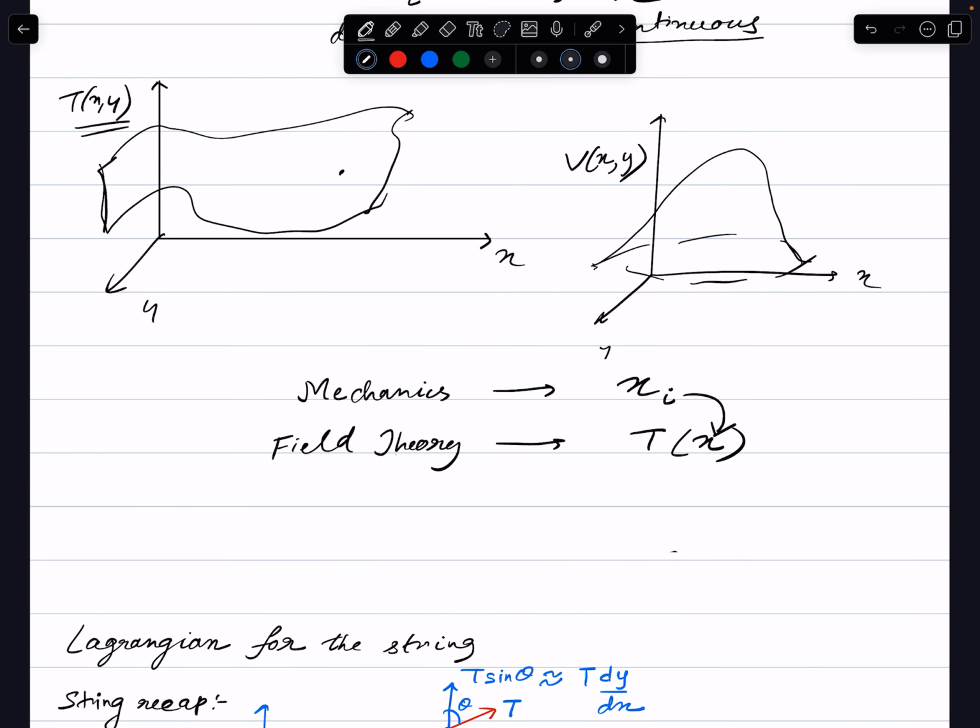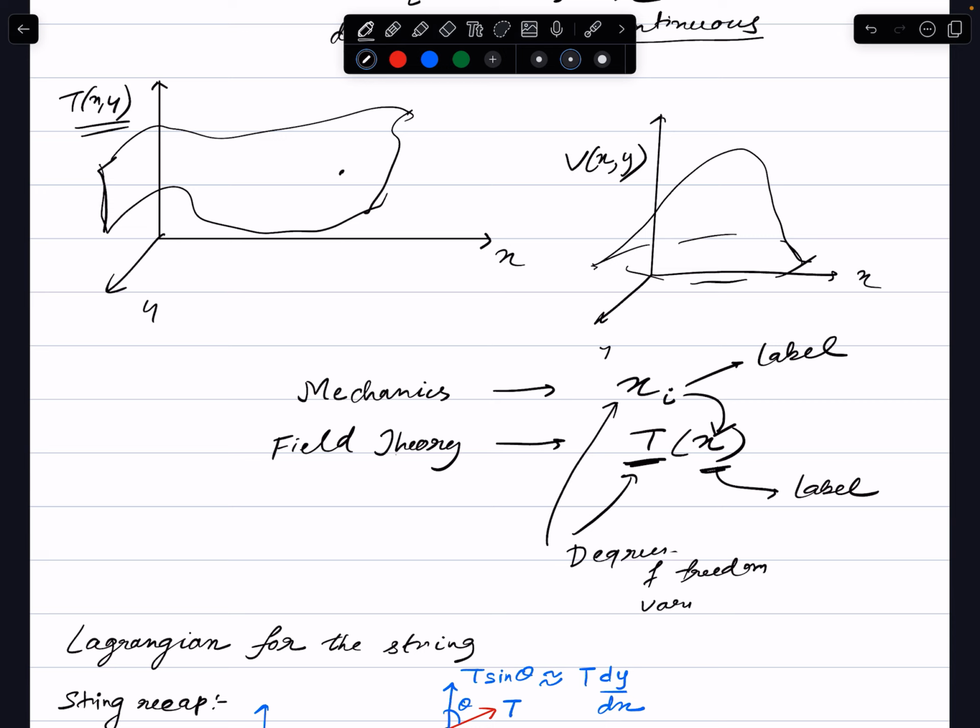So there is a change of status for x. Space, x, is now a label. It is no longer the variable as in mechanics, so this should not be a confusion. This is the thing that changes. This is the label. Just like i was the label, and these are the degrees of freedom, the variables. The degree of freedom, or the variable, is the value that changes, and the label is the one that tells you which variable I am talking about.